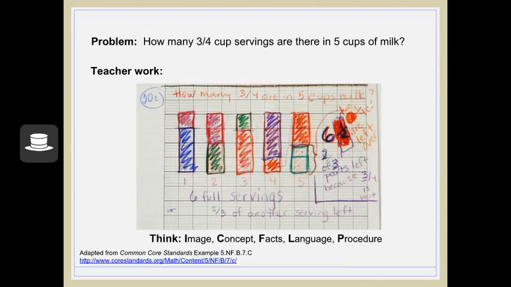But here you can see the thinking. The unit is 3/4. The unit is a serving, and a serving is 3 quarters of a cup. So because the unit is 3/4, what this 2 represents is 2 of 3 parts, 2 of the 3 parts of the unit. And so they've converted this idea of 6 servings plus a half cup up here to 6 full servings and 2/3 of another serving left.